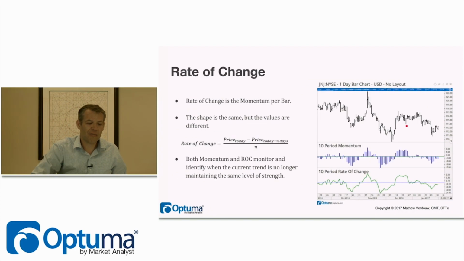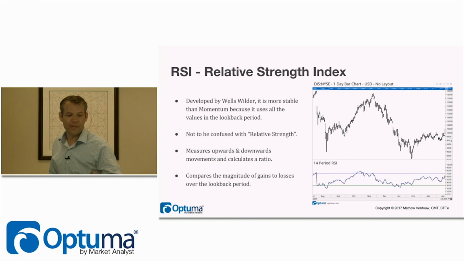So that's there. Now, rate of change builds on momentum. So instead of just taking the value of the difference, it's now taking the percentage of the difference. Very same calculation. The shapes of the two are virtually exactly the same. As you can see on that plot there, we've got the momentum at the top and then the rate of change at the bottom. Their shapes are the same, but the values are different. So they're both giving you the same sort of information together. RSI, we've talked about this a couple of times already, developed by Wells Wilder.